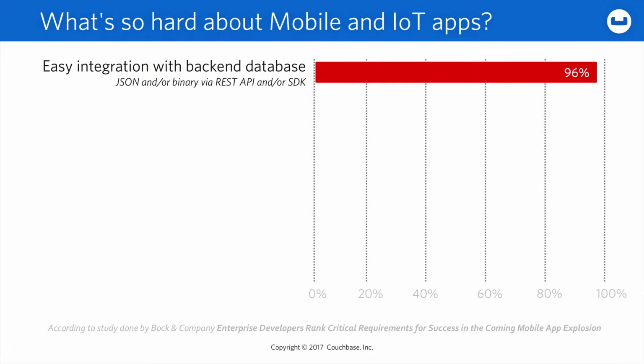Well, according to research, the number one concern for developers is that the platform for their apps has easy integration with a backend database. In the case of Couchbase, you've got choices. There's JSON or binary data via either REST API through your own on-device framework or the Couchbase SDKs.